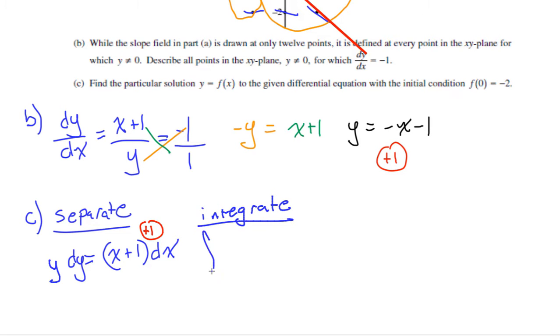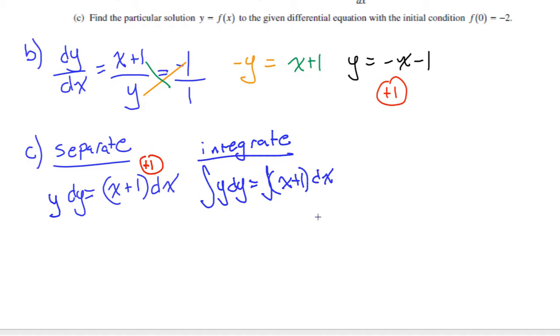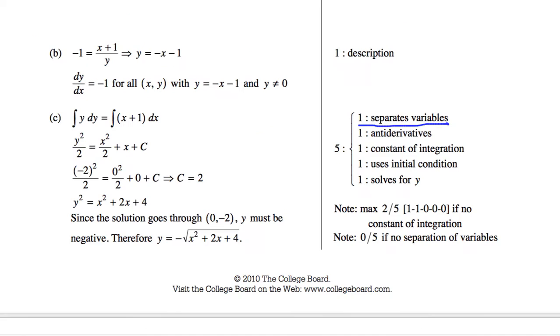Okay, so when we integrate both sides, integrate y dy is equal to integrate of x plus 1 dx. Do we need the taxman? Don't need the taxman. So this is just y squared over 2 is equal to x squared over 2 plus x. And don't forget your plus c. How many points do we get for just doing that?